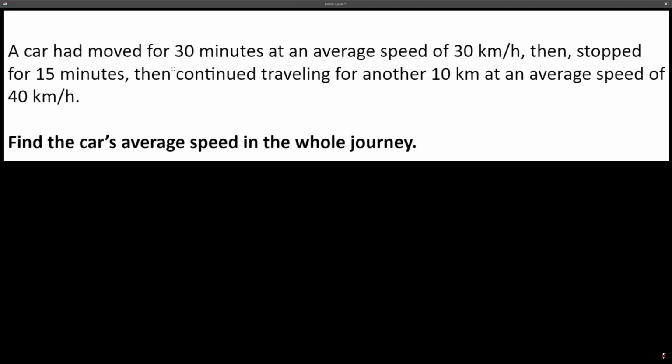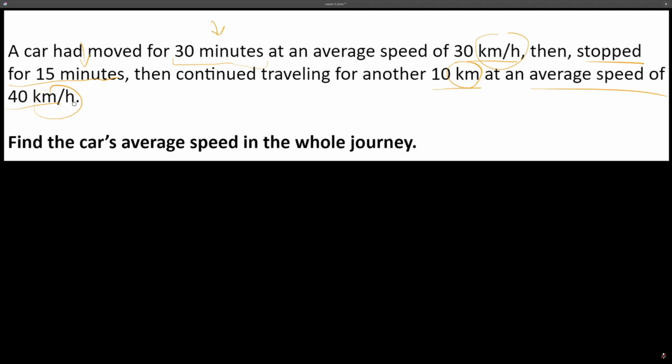In this next question, it's asking us for the average speed in the whole journey. A car had moved for 30 minutes at an average speed of 30 kilometers per hour. Then it stopped for 15 minutes and then continued. And then it continued traveling for another 10 kilometers at an average speed of 40 kilometers per hour. We can see here that there's kilometers per hour, kilometers per hour, kilometers per hour. So let's just convert these two values into hours as well.